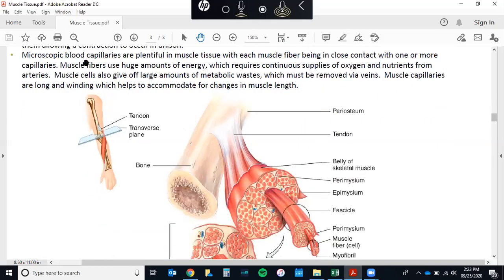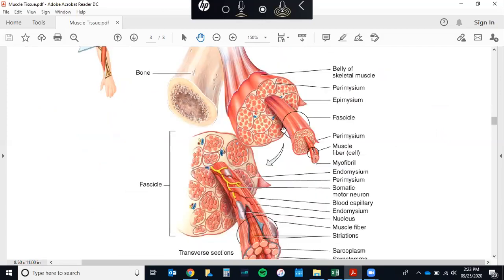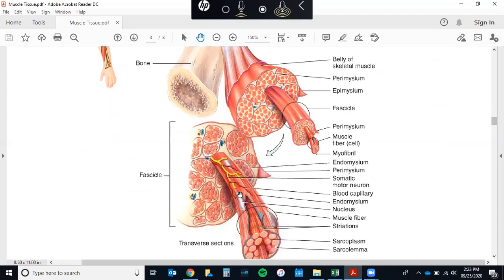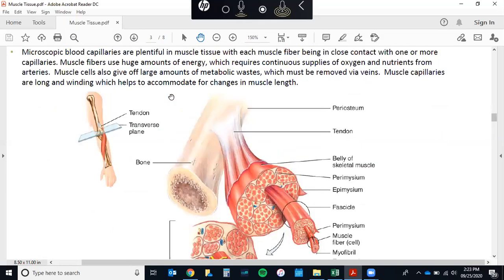Talk about blood capillaries, which are the points where nutrients and wastes are exchanged. We actually see one here. It's what this red squiggly line is. We find them plentifully in our muscle tissues, with each muscle fiber being in close contact with one or more. And I've said it already, but muscle fibers use huge amounts of energy, which requires continuous supplies of oxygen and nutrients from our arteries. Muscle cells also give off large amounts of metabolic waste, which must be removed via veins.